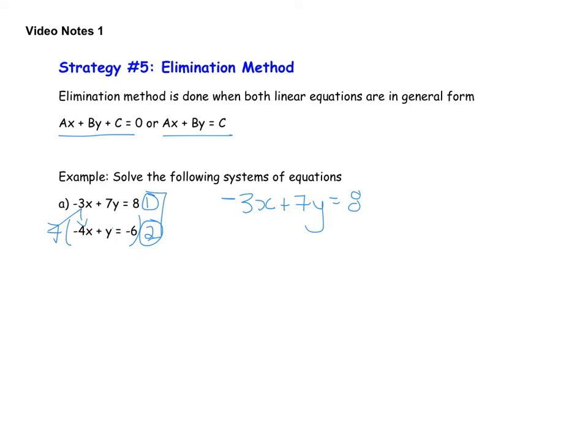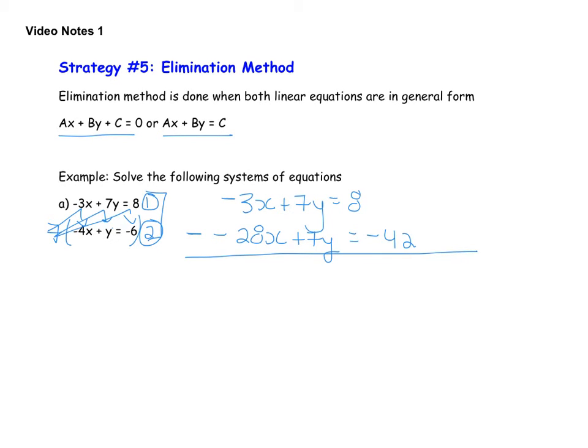So 7 times negative 4 is negative 28. Now when we say we have to multiply y by 7, we have to multiply everything in the equation by 7. So 7 times y gives me positive 7y, and 7 times negative 6 gives me negative 42. So the 7's are equal. They're both positive. So how can I eliminate those y's? Am I going to add or am I going to subtract? Well, because they're both positive, I'm going to subtract.